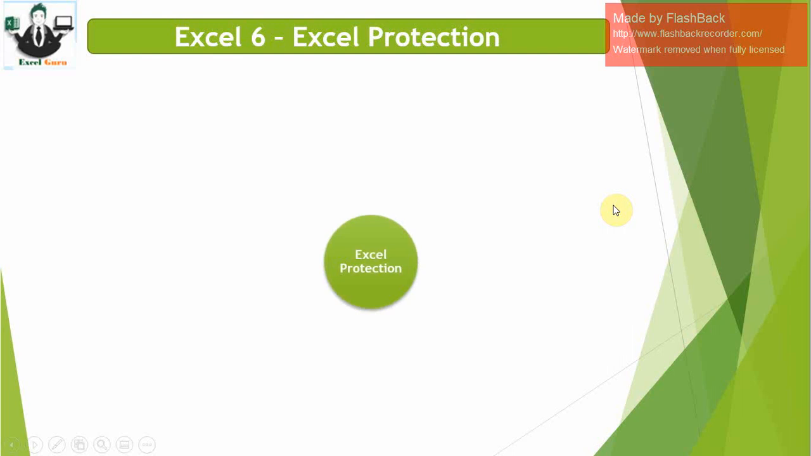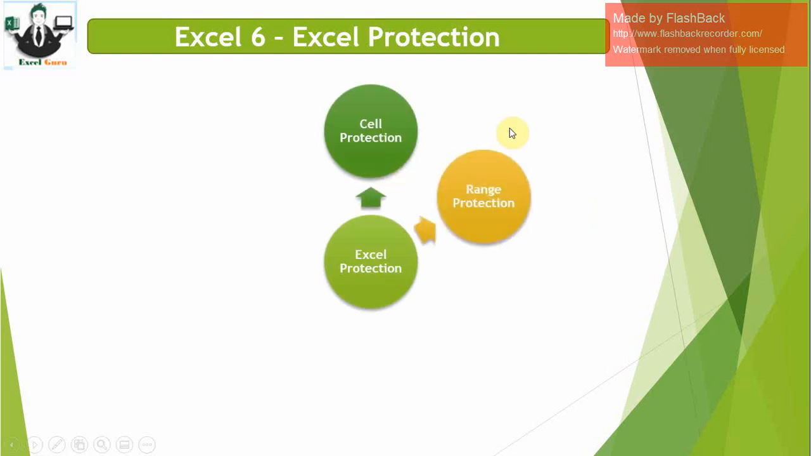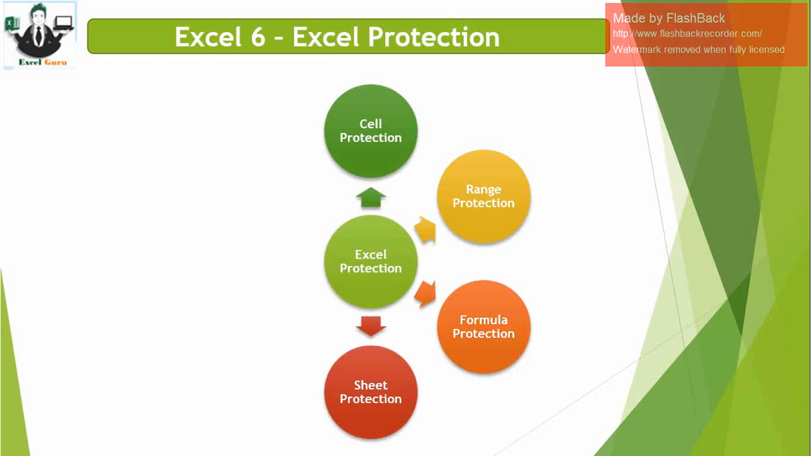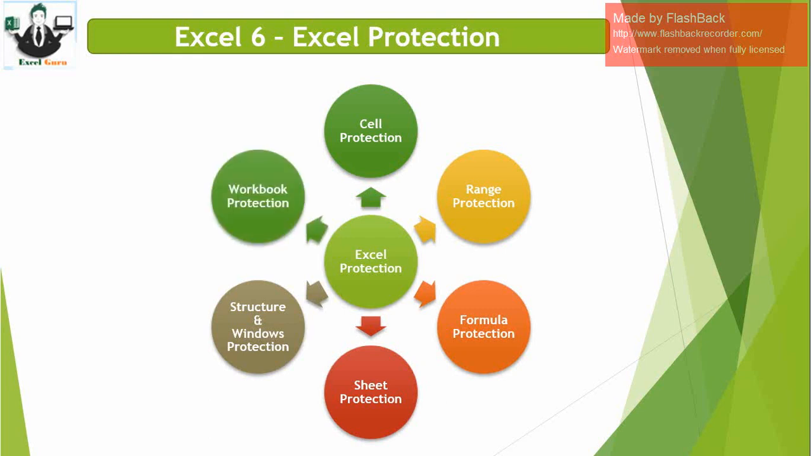In this we are going to understand cell protection at cell level, then range protection if you want to protect some specific range, then formula protection, how to protect your formula, and then sheet protection if you want to protect the entire sheet. Then structure and windows protection means if you don't want anybody to change the color, rename the sheet or delete the sheet. And then complete workbook protection, if you want to protect your workbook so that nobody should be able to open your workbook. All right, so let's understand, friends.